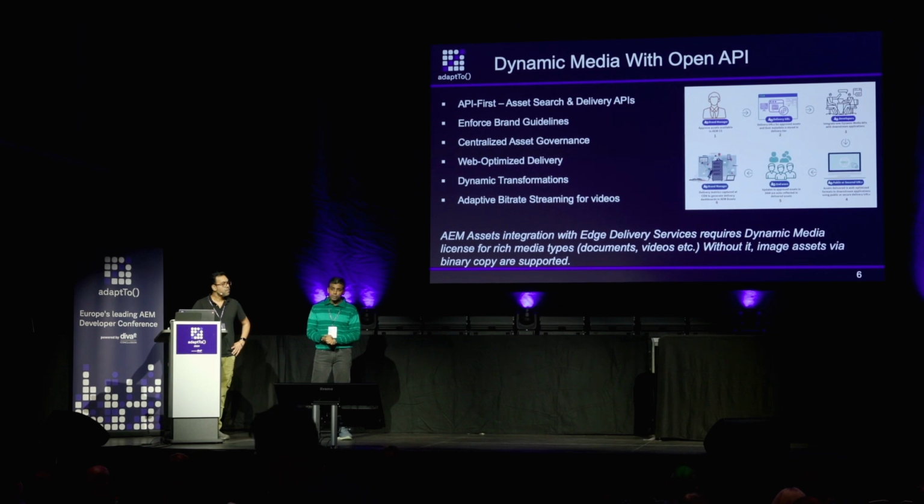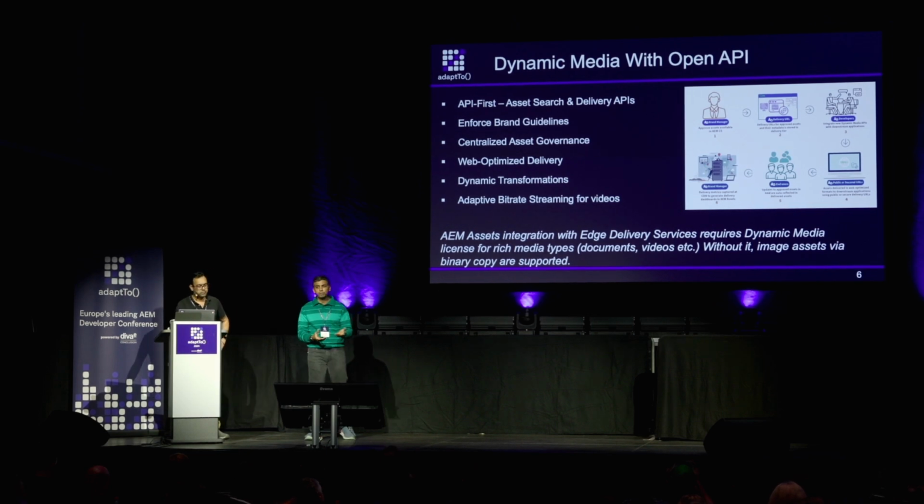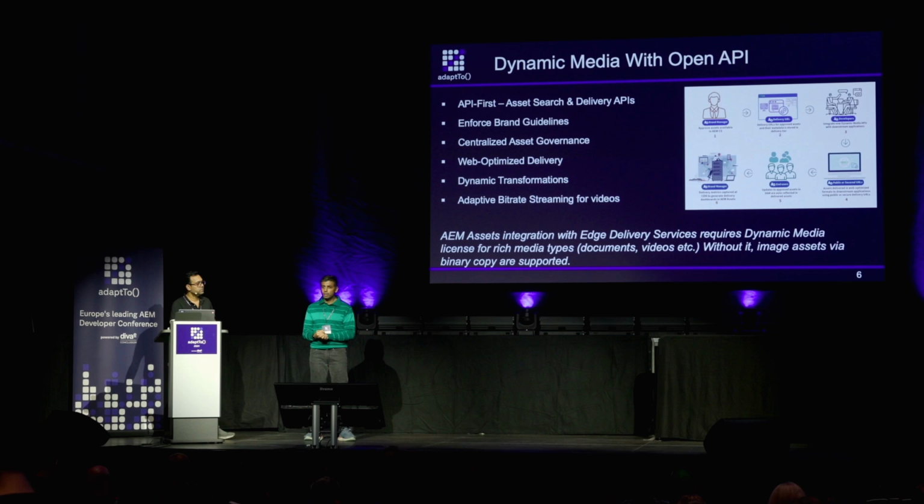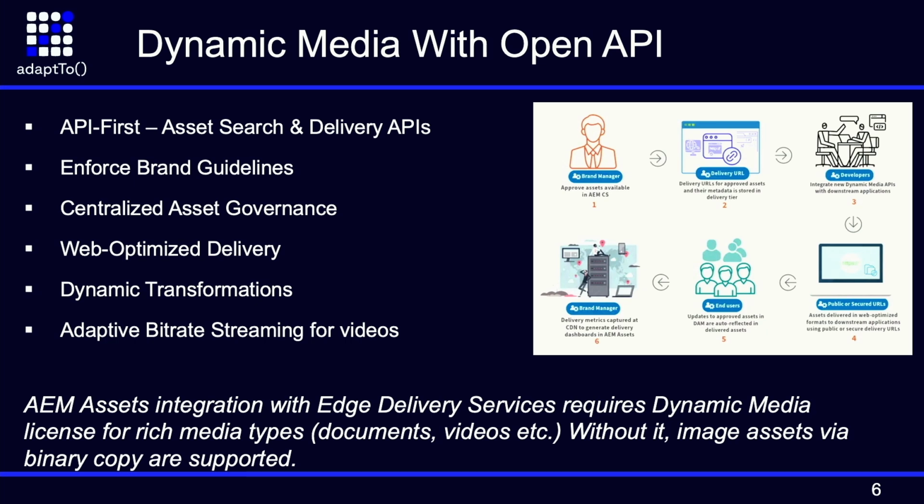And for videos, we also support out-of-the-box adaptive bitrate streaming so that the users, when accessing their sites from varying network conditions, may it be slow 3G, 4G, or faster networks, the appropriate video transcoding is delivered to them. So in this integration with Edge Delivery Services, for using rich asset types in your site authoring experience, you do need a dynamic media license in order to get the assets delivered from the dynamic media stack.